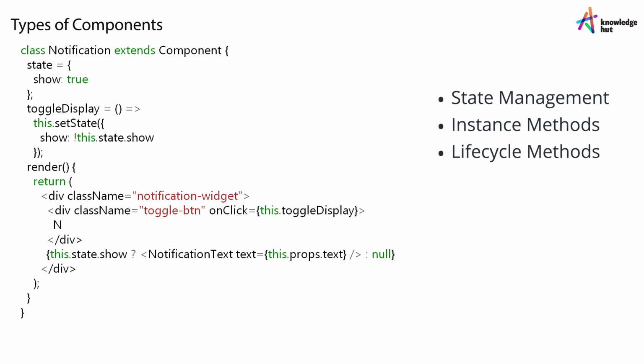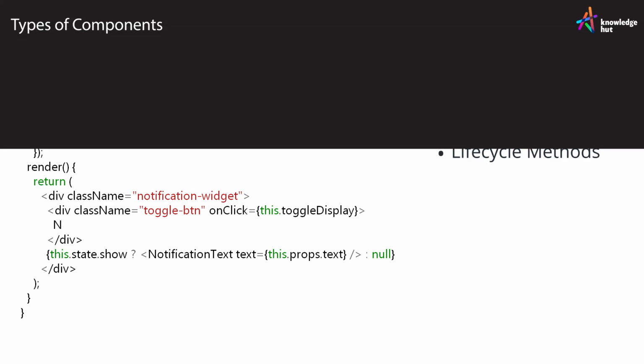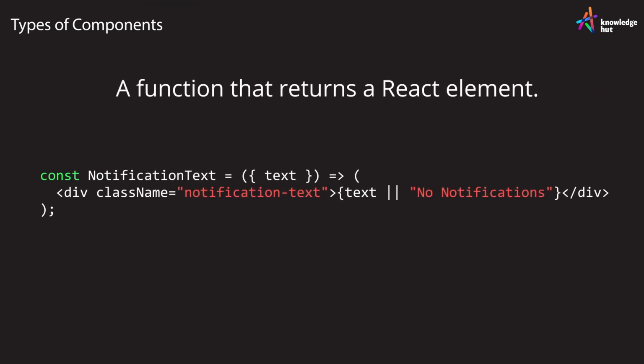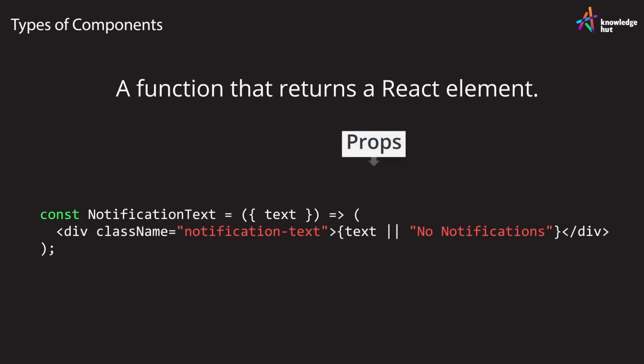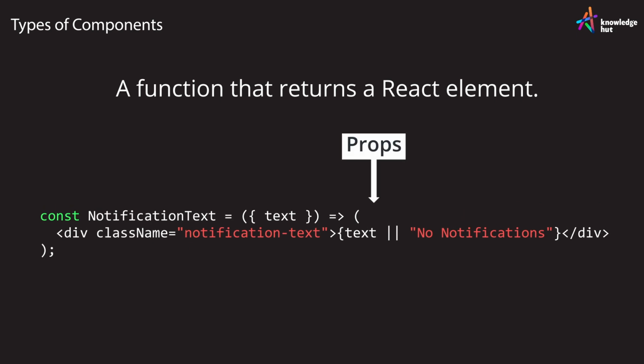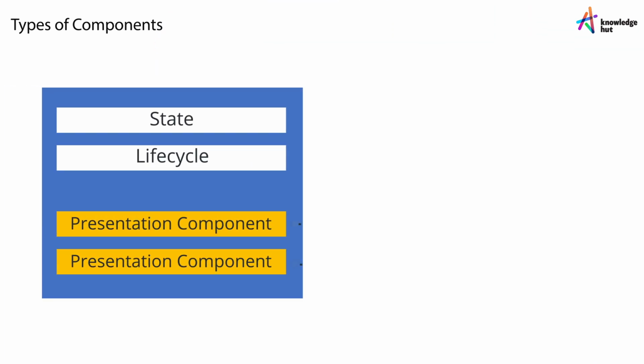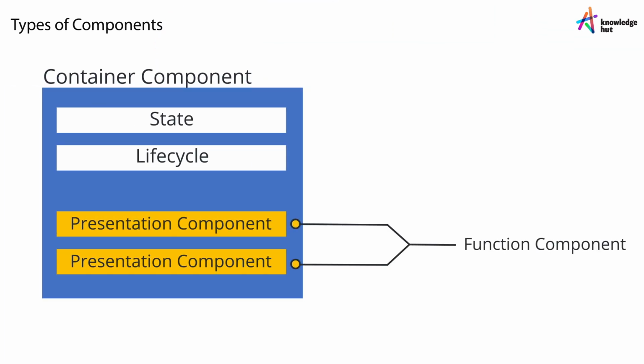Now, the second type of components that you can build with React are known as function components. These are just simple functions that return a React element. They can also bring in a props object as an argument. At its most basic, a function component is a presentational component which lets you accept data through a prop and render it on the UI. They're perfect for separating the visuals from the container components where your logic and state may reside.